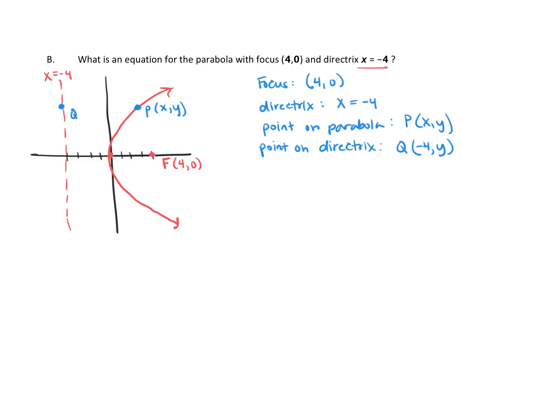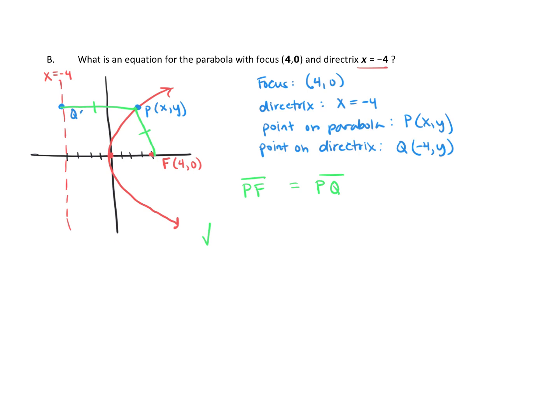Because point P is on the parabola, the distance to the focus is going to be the same as the distance to the directrix. Those distances are the same. Again, I didn't draw it accurately, but those distances are the same. So the distance from P to F is the same as the distance from P to Q. We will derive the equation for the parabola by using our distance formula. So distance formula from P to F.